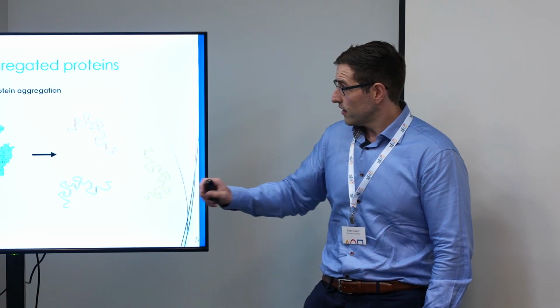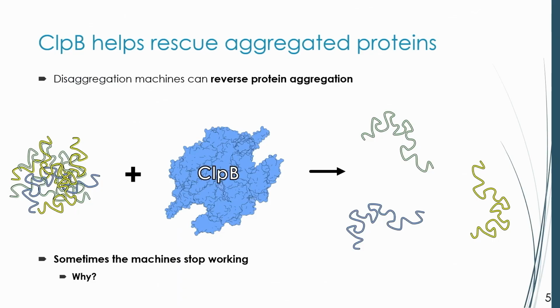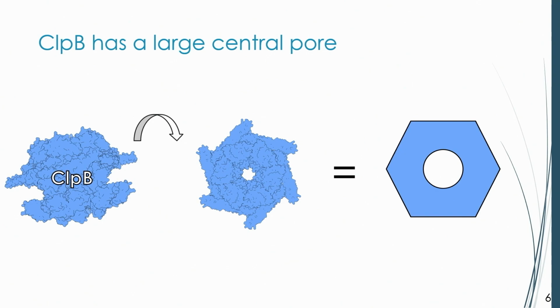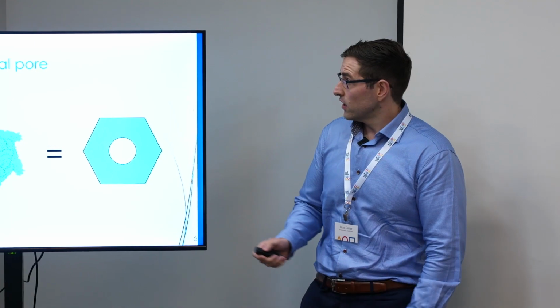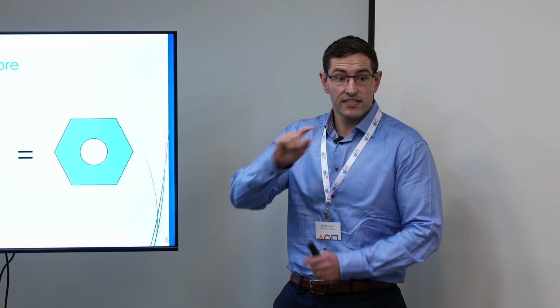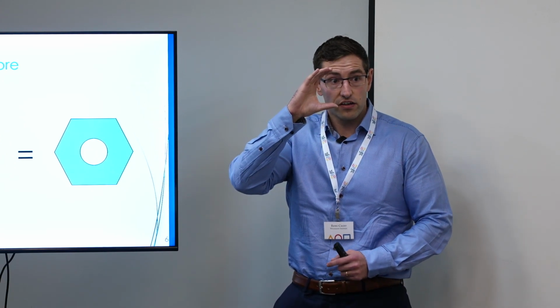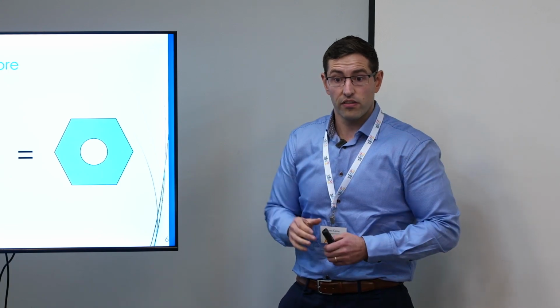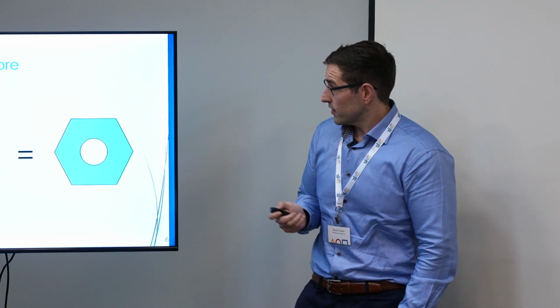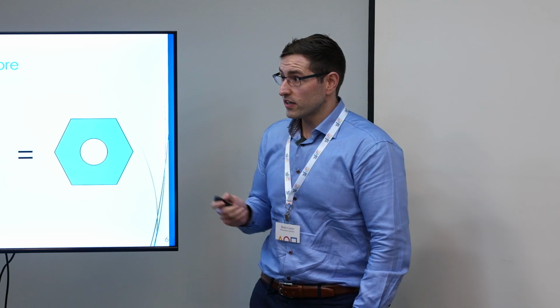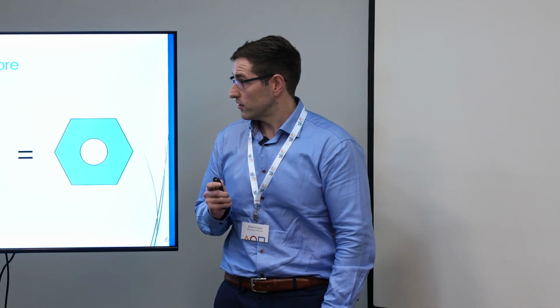So for the rest of my presentation, I'm going to talk to you about one of these machines, ClpB. One of the defining features of ClpB is that it has a large central pore that spans the entire length of its structure, so that if you could take the protein and look through it, you would see a hole all the way through. Many people think it uses this distinct feature to untangle these spaghetti noodles.